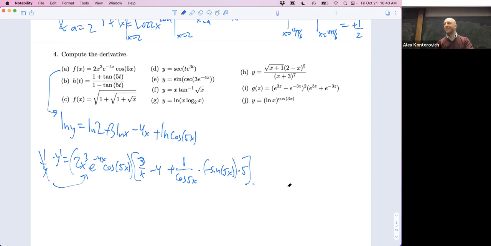Is that what you guys got? That's a little bit cleaner, I think, a little faster. If you have a product, like this is another one that I would do by logarithmic differentiation. This one I would also do by log differentiation. I would do a lot of these by log differentiation. Let's do one that I wouldn't do by log differentiation.